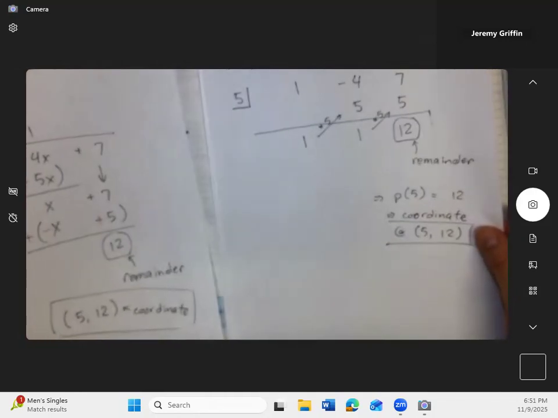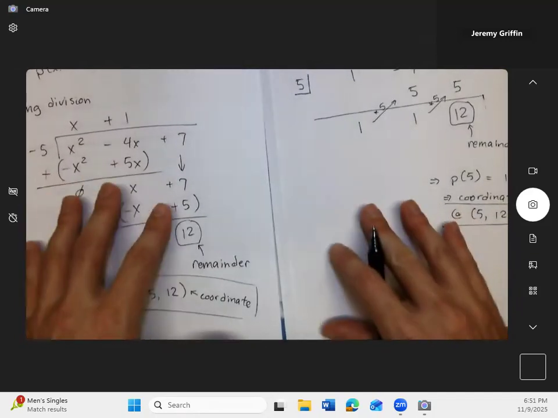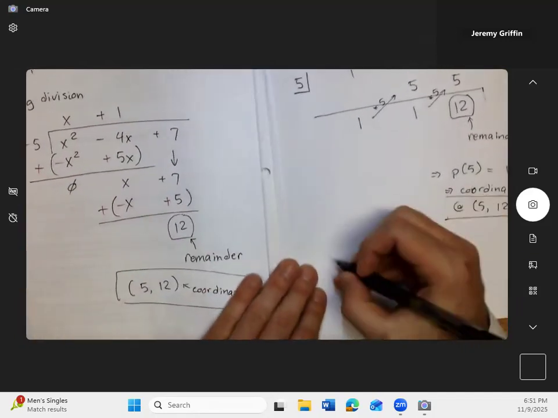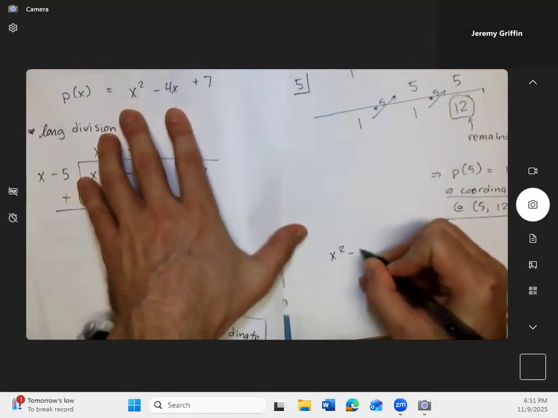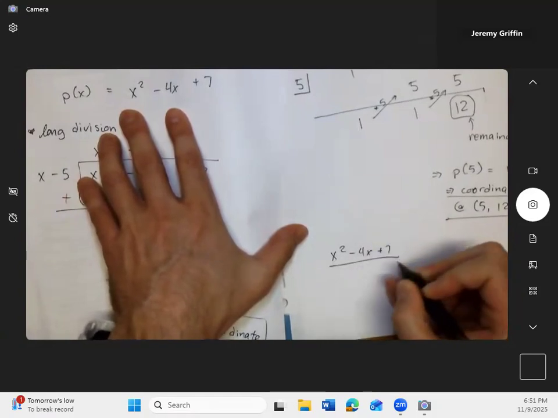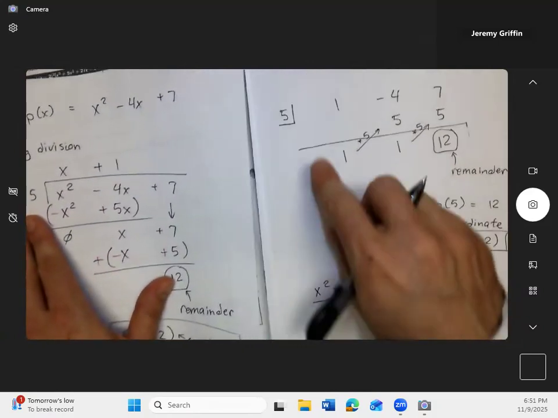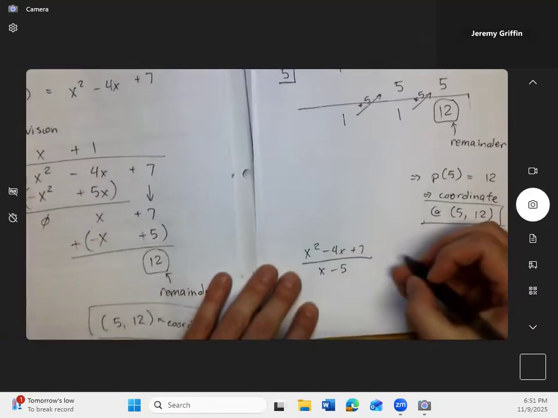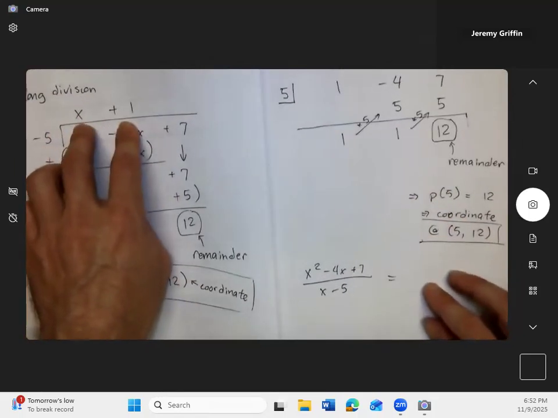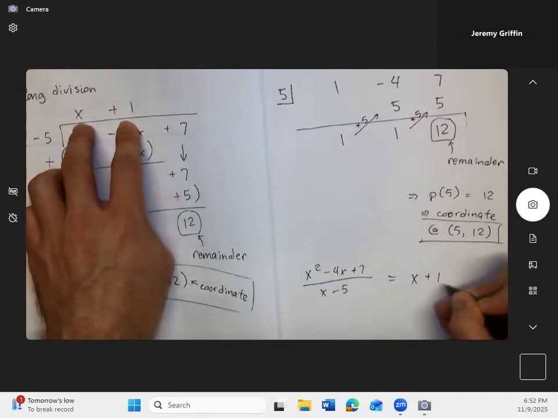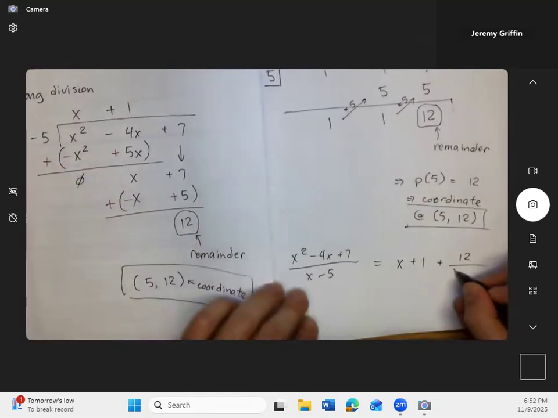And finally, before I go into direct substitution, I remind you what both these division methods are telling you. They're saying take this original p of x function, x squared minus 4x plus 7, and divide by x minus 5, which is a little more obvious with the long division method, but that's also what's implied with the synthetic division version. They both give you the same answer if you know how to read these. With long division, it's explicitly stated: it's x plus 1, and then there's this remainder of 12, so it's 12 over x minus 5.